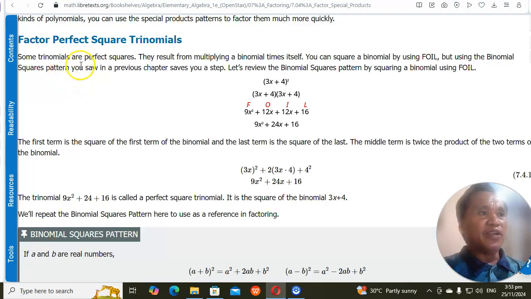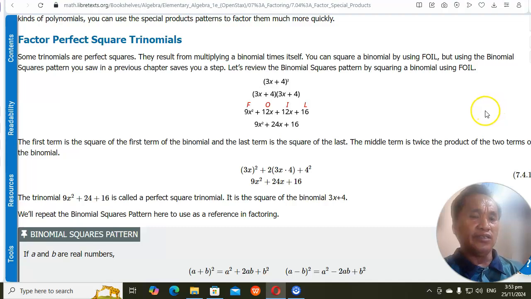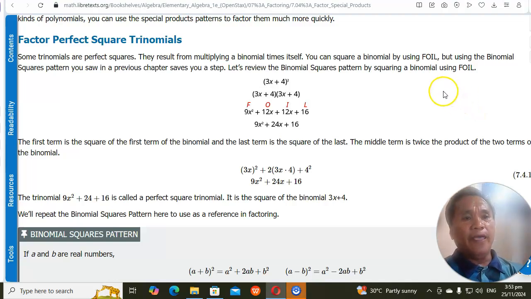So as you can see, some trinomials are perfect squares. A perfect square trinomial is the result of multiplying a binomial by itself. So let us say a plus b times a plus b. It will result in a perfect square trinomial.